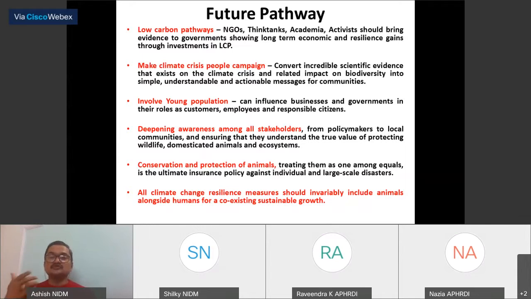that they understand the true value of protecting wildlife, the true value of domesticated animals, together with the benefits of a good ecosystem. Then we have to go for conservation and protection of animals. We have to treat them as one among equals, and it should be felt that that is the ultimate insurance policy, not only for the individual but for large scale community protection in the times of crisis and in the times of disasters. So all climate change resilience measures should invariably include animals alongside humans for coexisting sustainable growth.